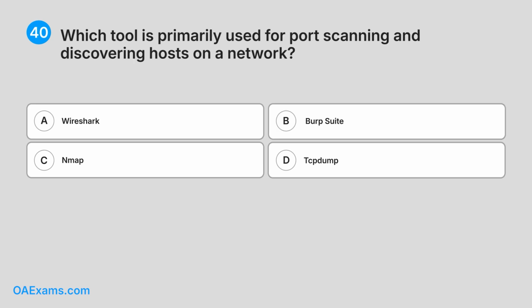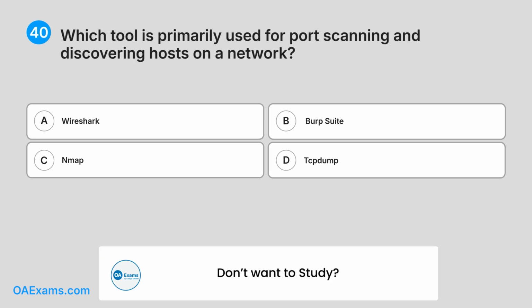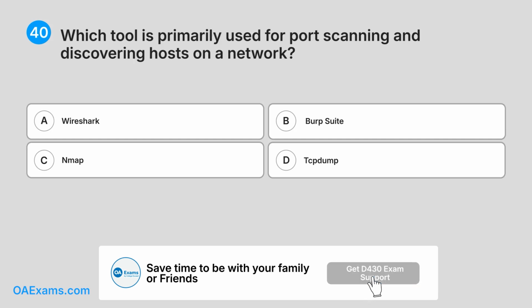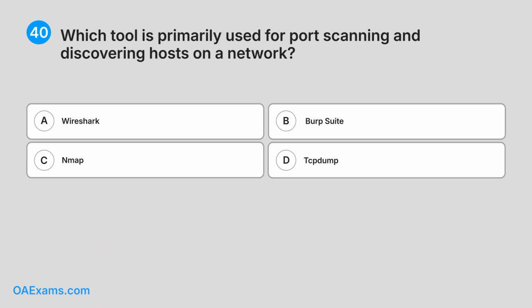40. Which tool is primarily used for port scanning and discovering hosts on a network? A. Wireshark, B. Burp Suite, C. Nmap, D. TCP dump. Do you know the answer?